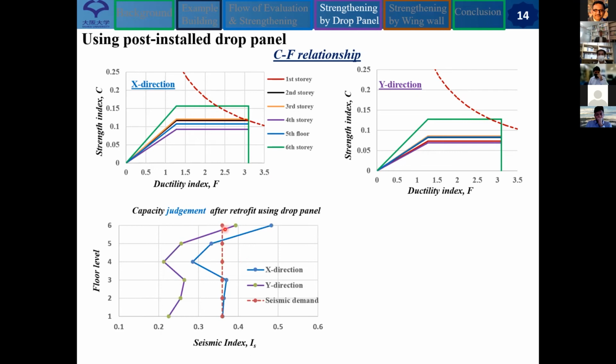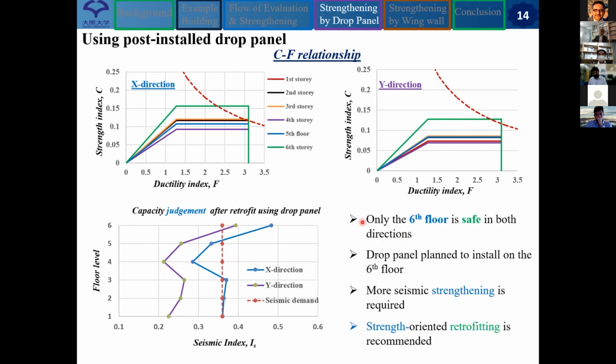So using the post-install drop panel, only the 6th floor in both directions is safe. However, for X direction, though it is safe, it is not in all perspectives. As a result, the conclusion from this strengthening with drop panel is that only the 6th floor is safe in both directions. The drop panel is planned to be installed on the 6th floor. As a result, for the 1st to 5th floor levels, we need to use a more seismic strengthening technique. So a strength-oriented retrofitting technique is recommended.